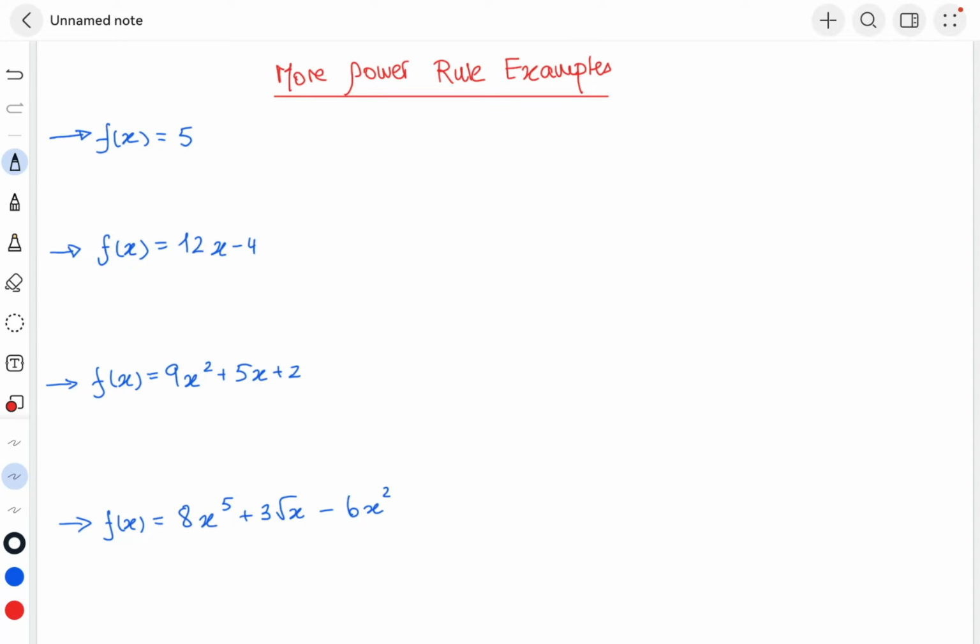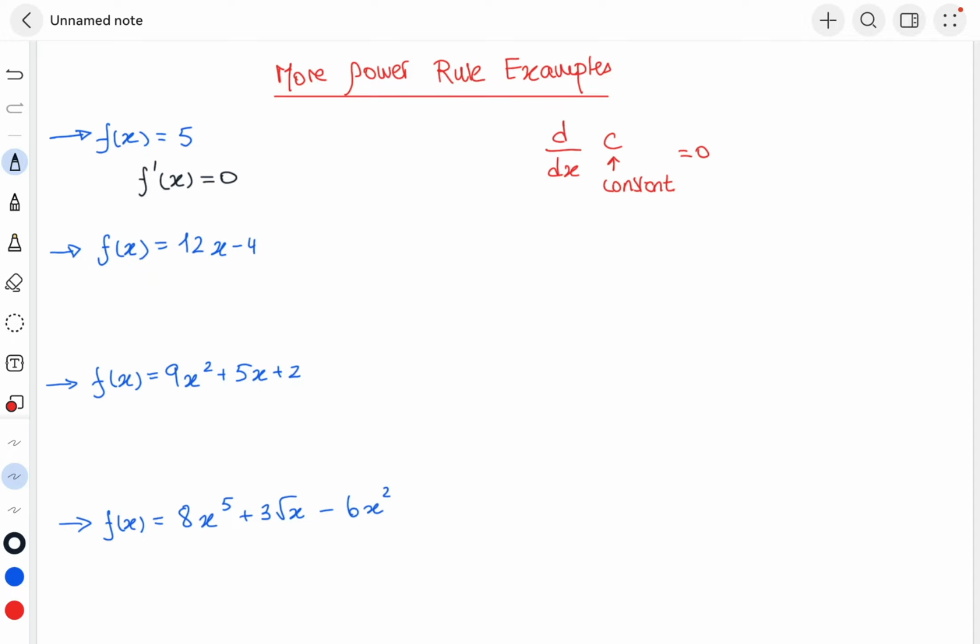Today we will be going through more power rule examples and we'll go into depth into the formulas that you need to know for the power rules. Now, for the first question, we have f of x is 5 and we need to find the derivative of it. And we need to remember the derivative of any constant, c being any constant, is always 0. So our answer here, the derivative of this function here will be 0.